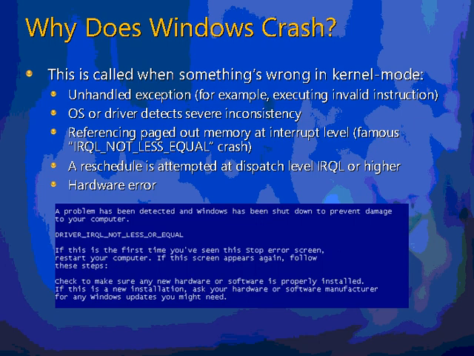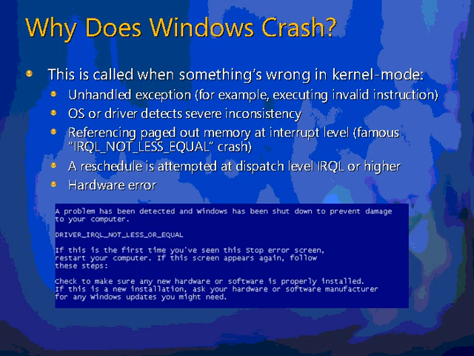Some of the kinds of problems that cause the kernel to give up like that are unhandled exceptions, like executing an invalid instruction. A driver or the kernel detects that there's some big problem with its data structures. They don't look the way it expects them to look. A driver accessing pageable memory at a high interrupt level, the famous IRQL not less or equal crash, is another very common type of problem. A thread telling the scheduler that it wants to give up the CPU and have the scheduler pick another thread when the interrupt request level is too high is another violation of the internal rules of Windows, and that would cause a blue screen as well. And finally, hardware errors, of course. When Windows detects those kinds of problems, it might crash as well.